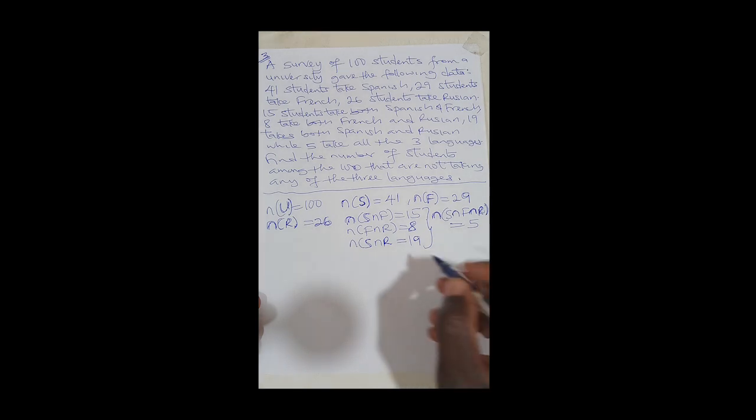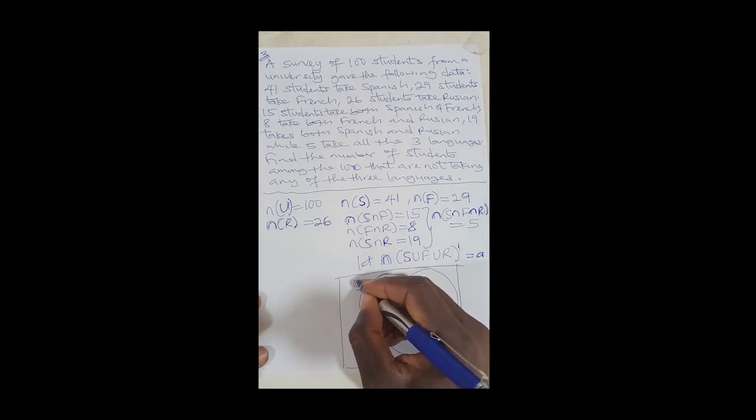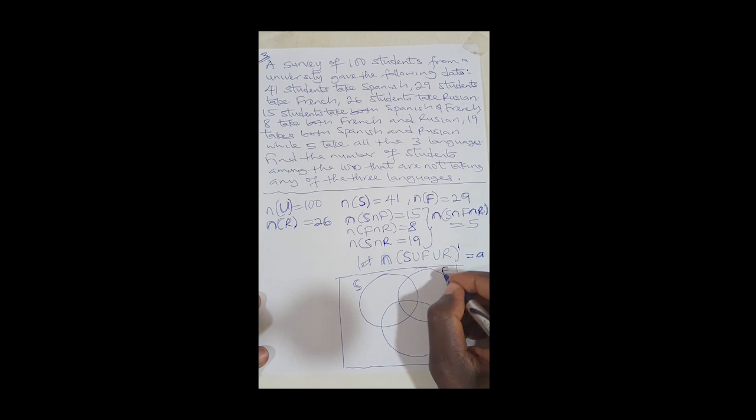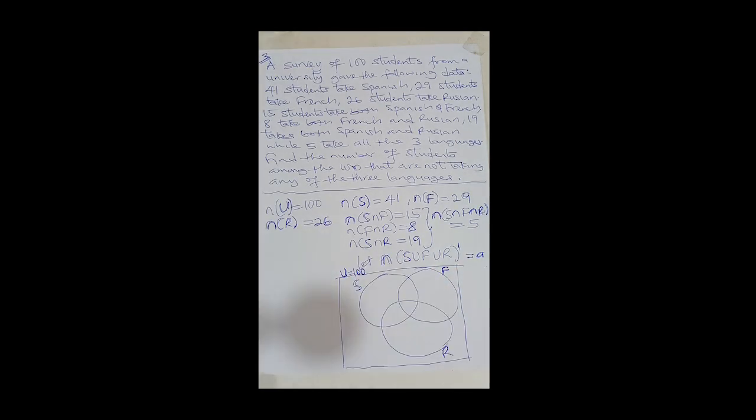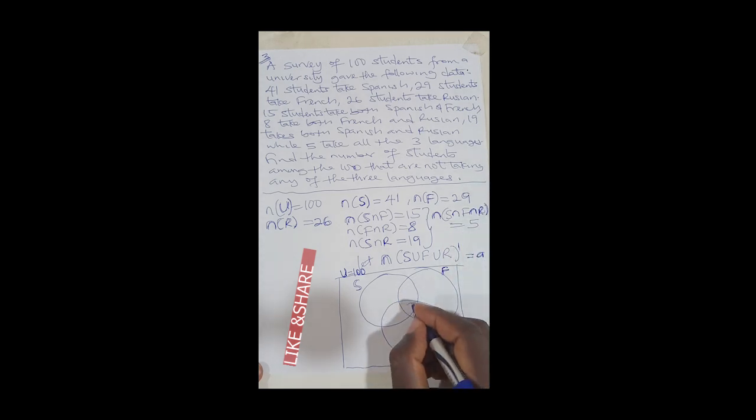Then we are told to find the number of students among the 100 that are not taking any of the 3 subjects. So let those that take none of the 3 languages be A. This is my Spanish, this is my French, this is my Russian, and the universe is equal to 100. Where they overlap, that's S intersect F intersect R. This place is 5, where they overlap.